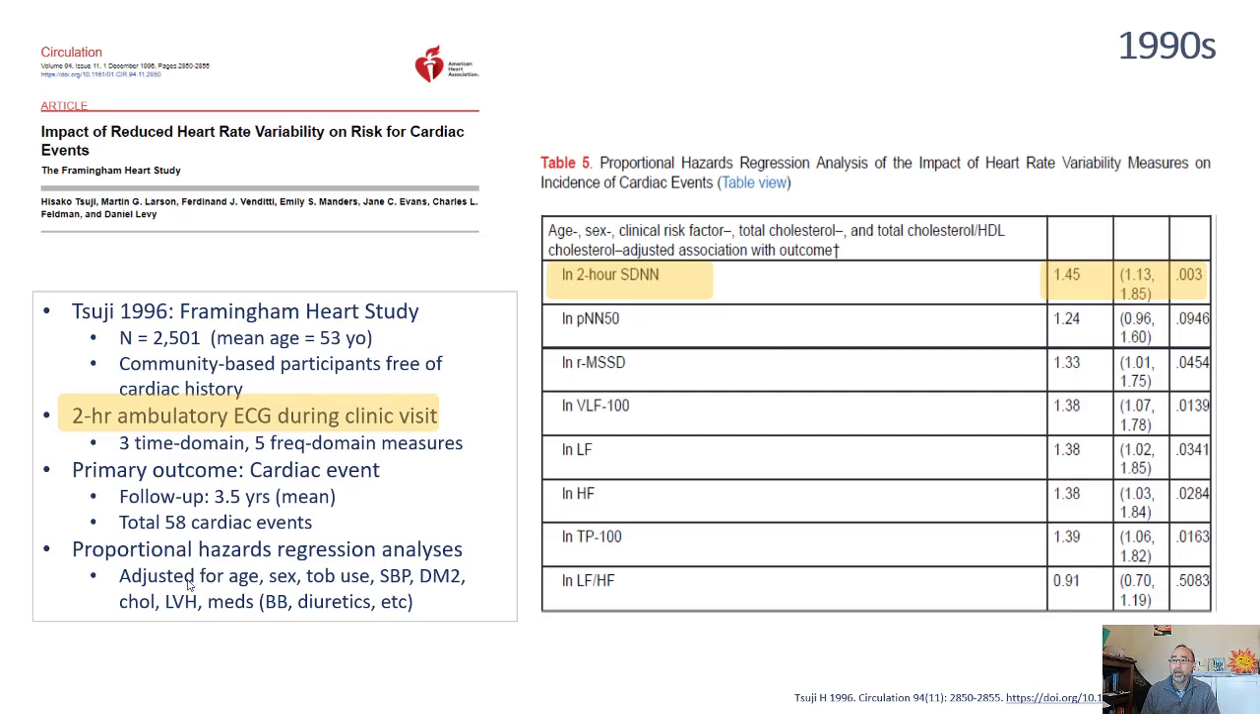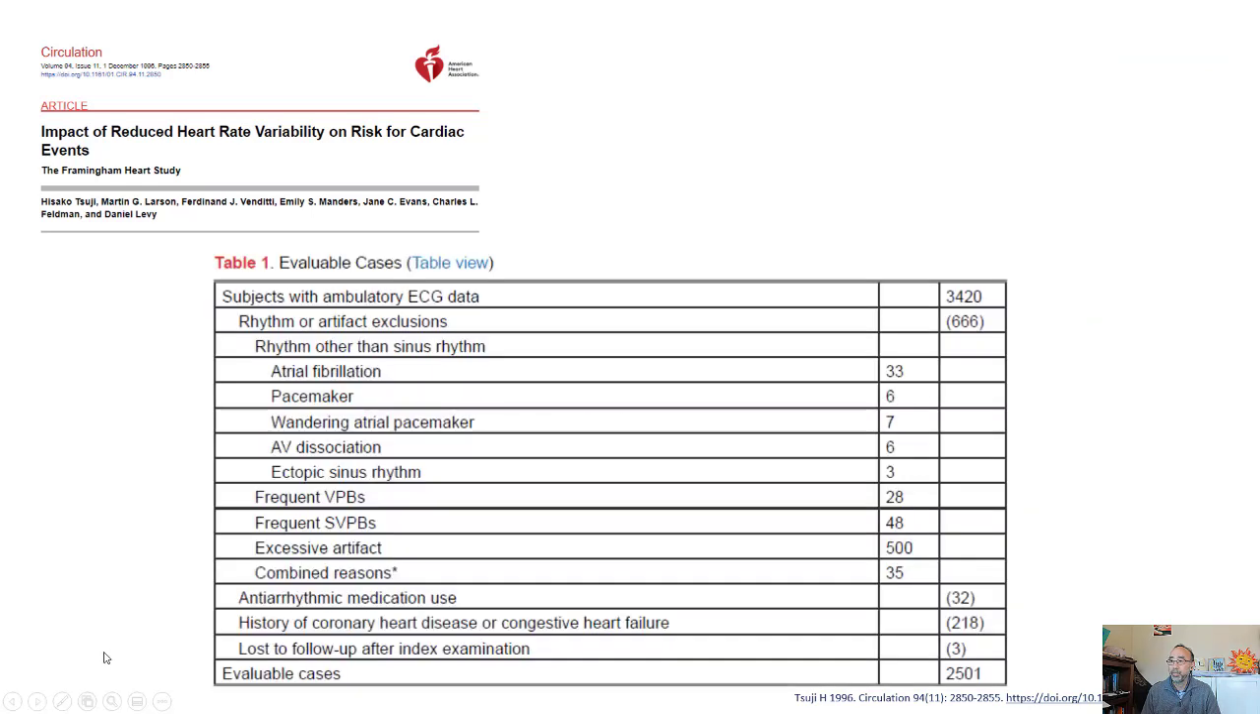The other thing I would like to highlight from this Tsuji study in 1996 was the participants. There was, in the end, 2,501 participants. But if you take a look at table 1 of the study, there was up to 3,420 who actually had ambulatory ECG data. But nearly a fourth were excluded, many because they had ectopic or non-sinus rhythm beats.